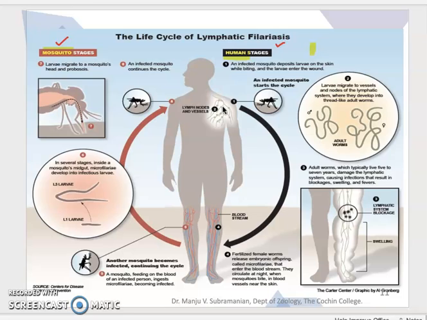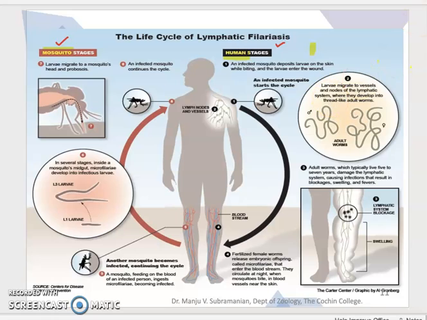Then it gets accumulated in the lymph nodes, predominantly in the leg region and in the genital area, and the larvae develop into adult worms over the course of a year and reach sexual maturity. During their journey from the lymph vessels of the peripheral region to the deeper region, the male and the female attain sexual maturity, and through their travel they undergo mating. Then they produce thousands of microfilariae.